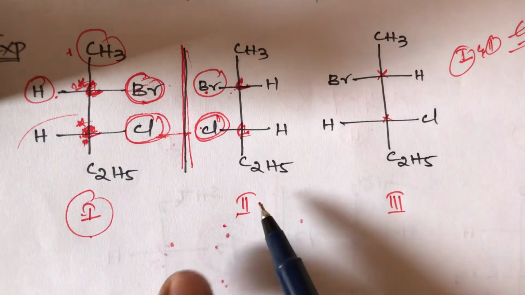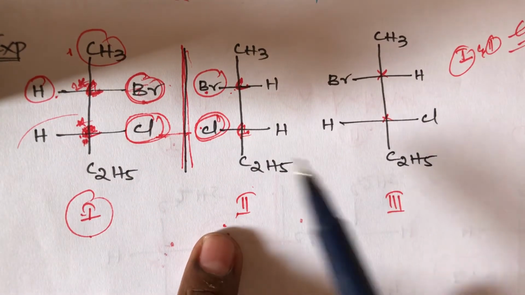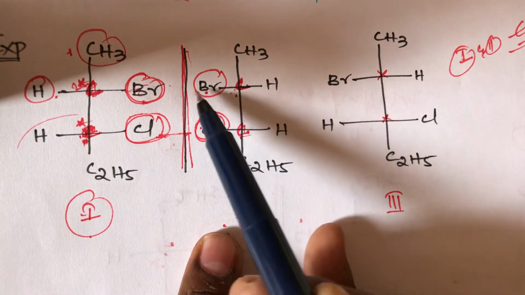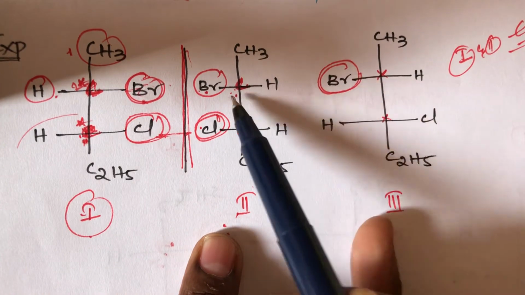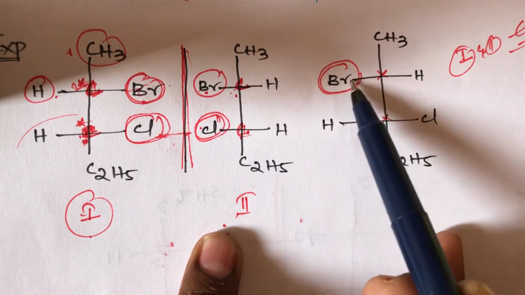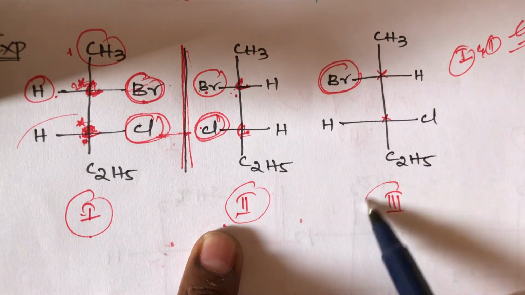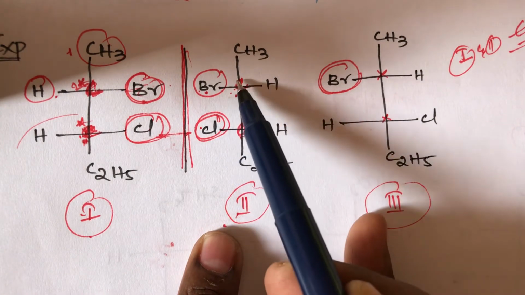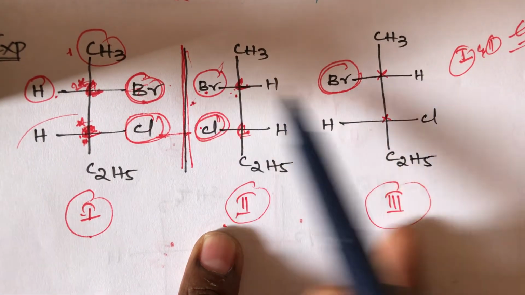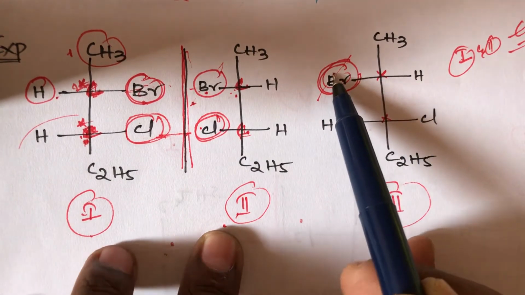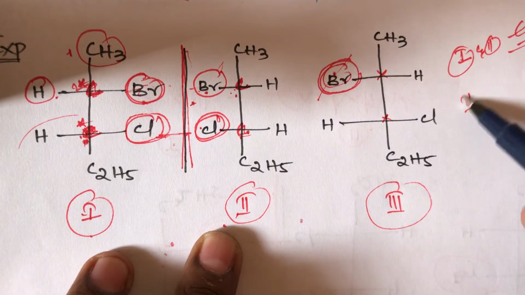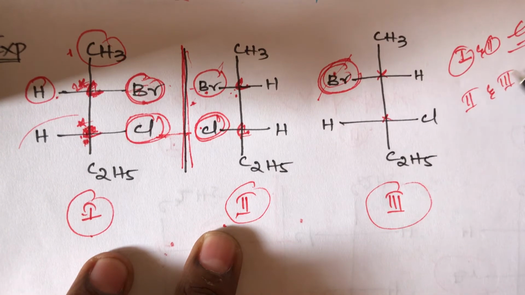What about structure 2 and structure 3? In structure 2 the bromine is present on the left hand side, and in structure 3 the bromine is also present on the left hand side. Both are the same, so it does not change. The bromine does not change. So that's why structure 2 and structure 3 are diastereomers.